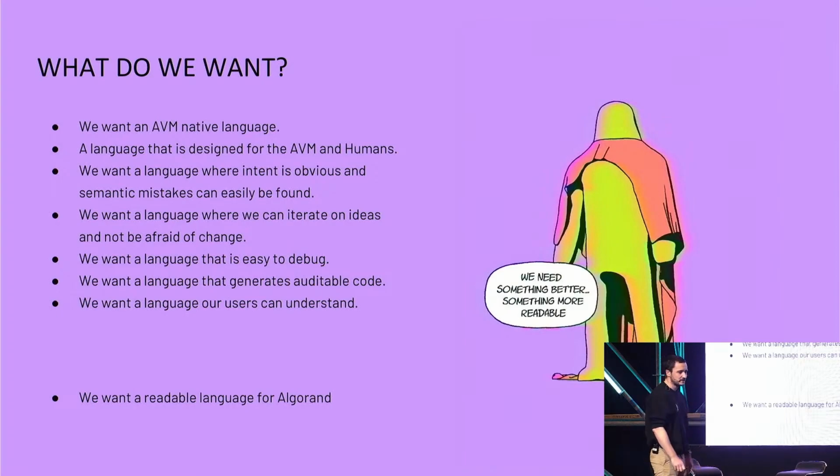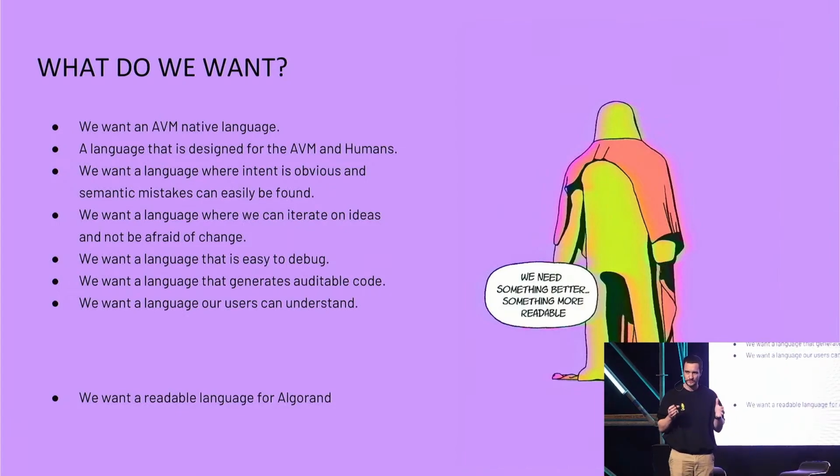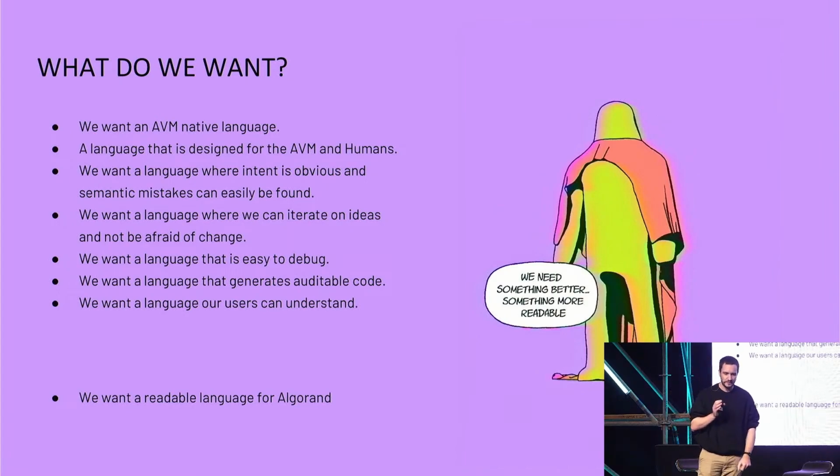We want an AVM native language. It is a unique virtual machine. We want a language that works for that. But we want a language that is designed for the AVM and humans. Humans are a hugely important part of the process of reading and writing contracts, much more so than normal software development. We want a language where intent is obvious and semantic mistakes can easily be found.